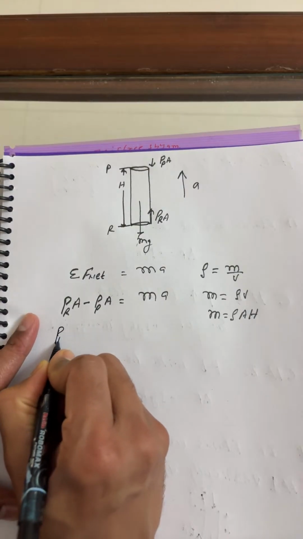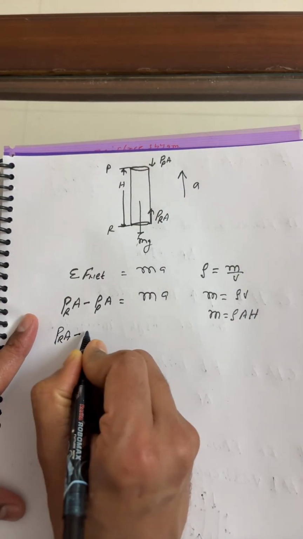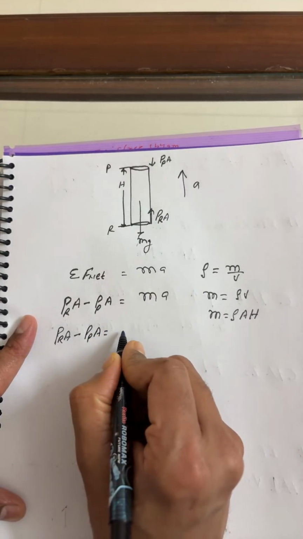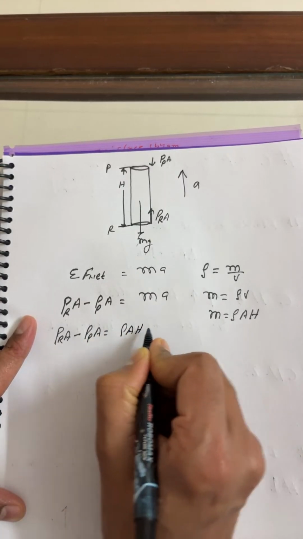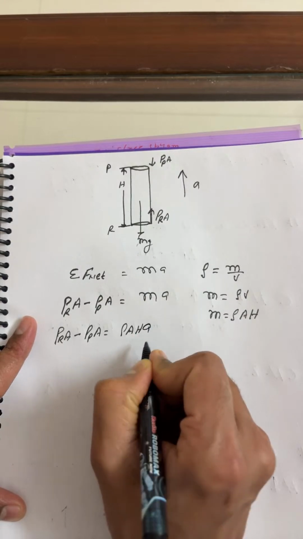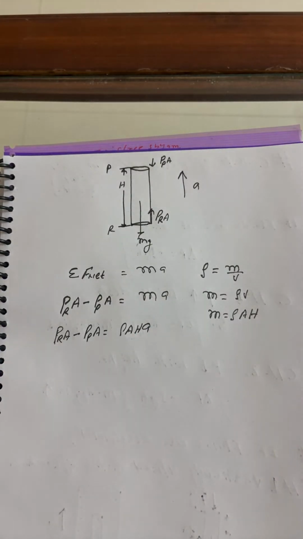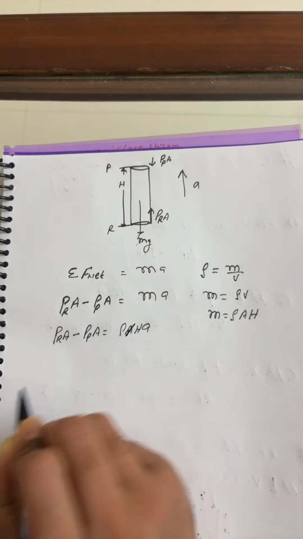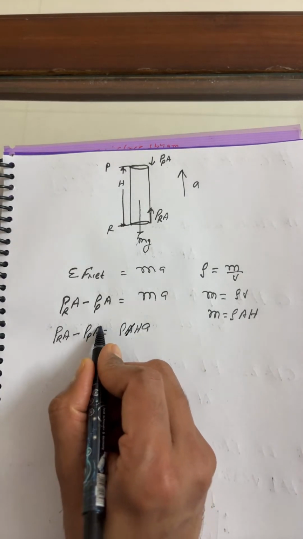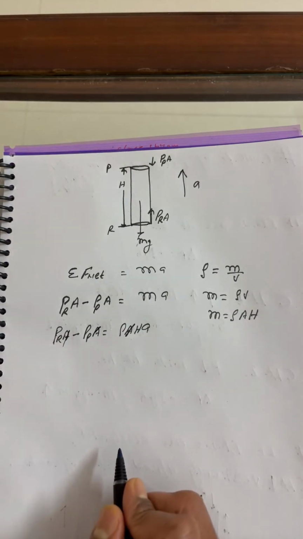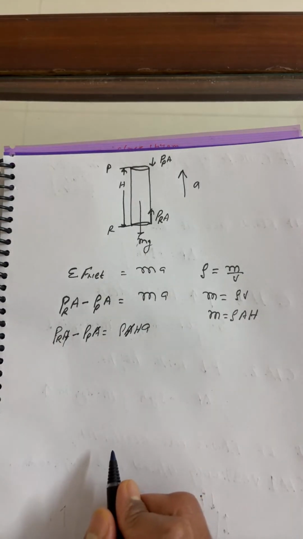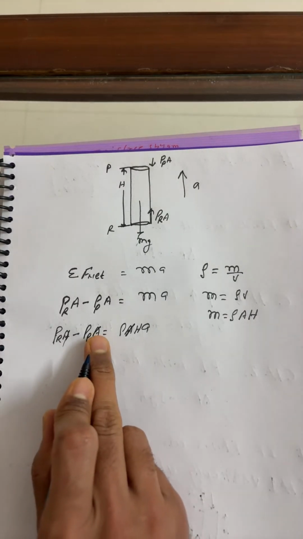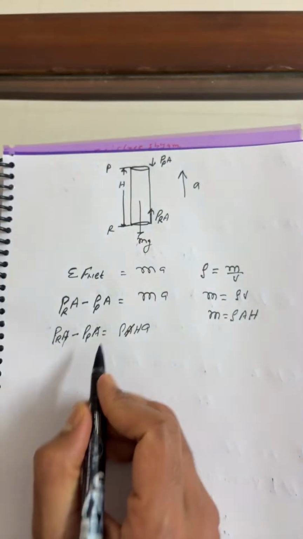So pressure at R into A minus pressure at point P into A is equal to rho A h into A. Okay, you can say this holds everywhere. The area cancels everywhere. Now, one more force is missing over here, because the mg force is also acting.